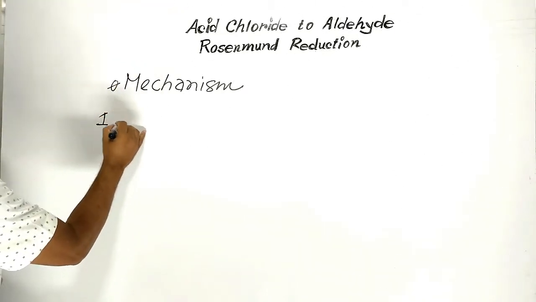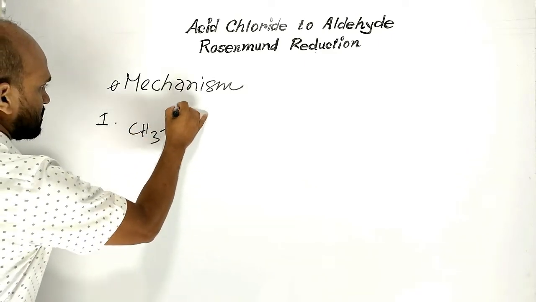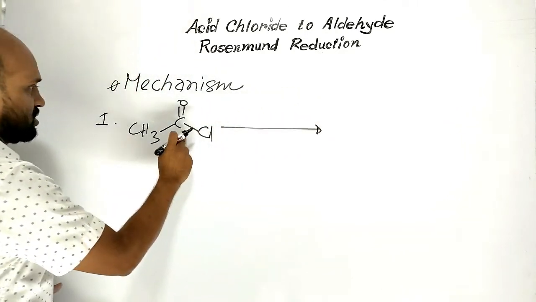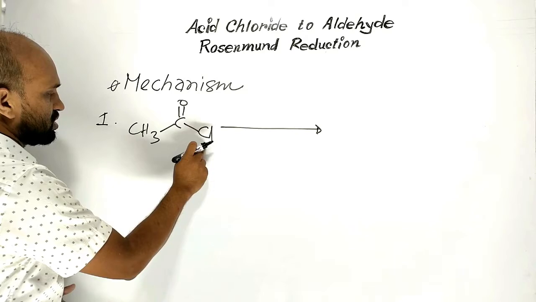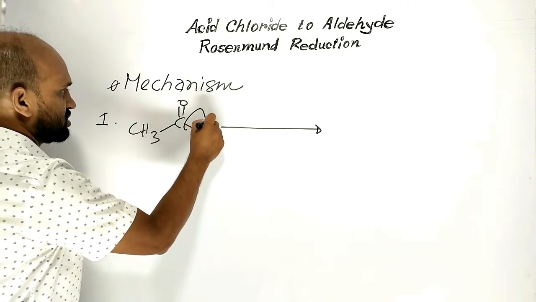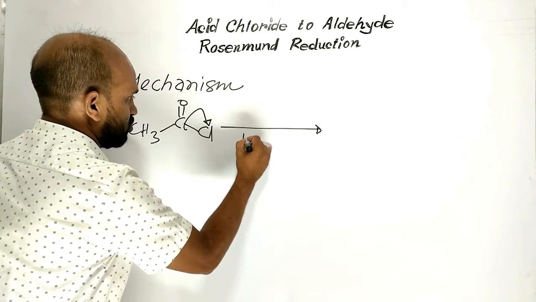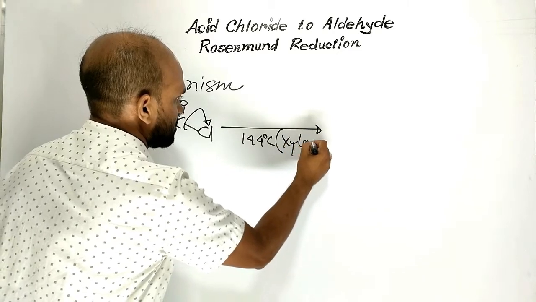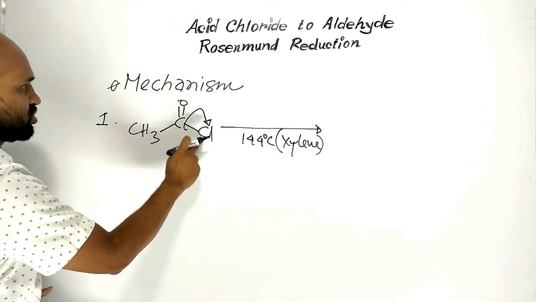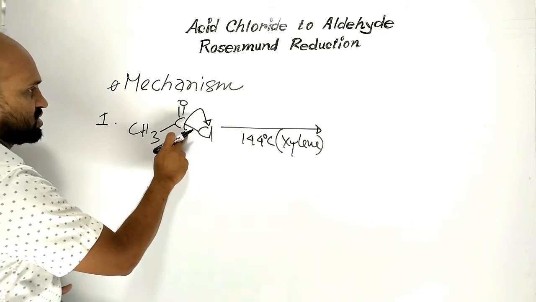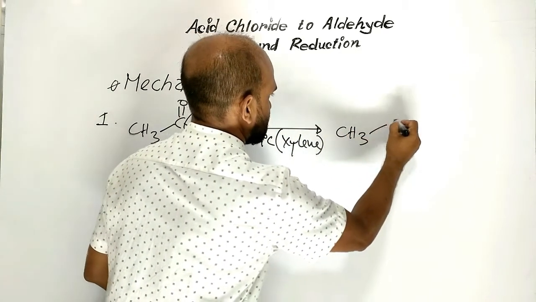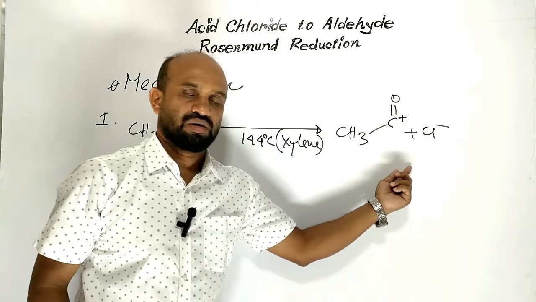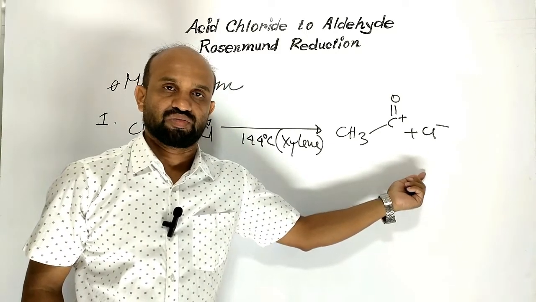Step 1. Suppose acetyl chloride. Here, this carbon-chlorine bond suffers heterolytic fission at 144 degrees Celsius temperature in the presence of xylene solvent. The carbon-chlorine bond undergoes heterolytic fission and these ions are formed. Chloride ion. At the first step, these ions are formed.